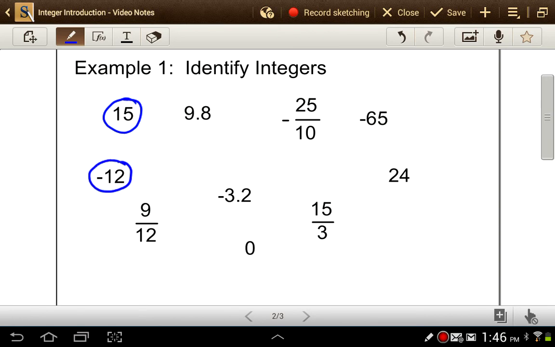9 twelfths. No, that reduces to 3/4, so that's not an integer. Alright, 9.8, not an integer because it's a decimal. Okay, next one is negative 3.2. That is not a whole amount. That's a partial amount, so that is not an integer. 0 is an integer. It's positive and negative whole amounts and 0. Negative 25 tenths. No, that reduces to negative 2.5. So no, that is not a whole amount.